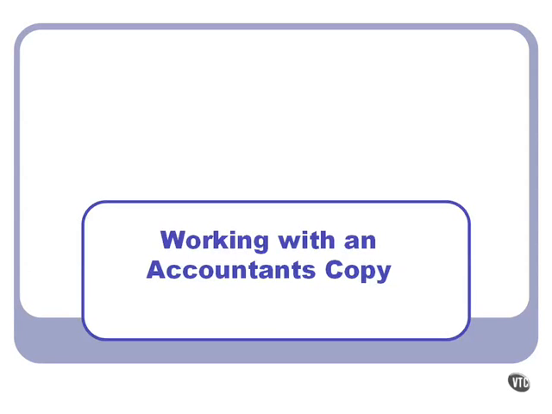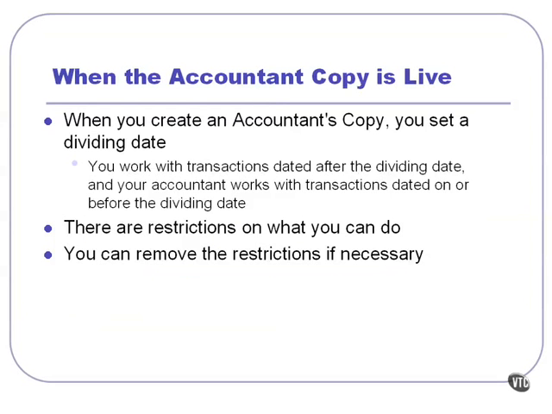The accountant's copy actually allows us to set up a second set of books I can give to my accountant and then merge those two sets of books back together again when finished. What's important to remember is that when we deal with an accountant copy, we actually have two different copies, and our accountant and ourselves will be working in two separate files. In order to delimit those two files, we'll set up a dividing date. I will work with transactions after the dividing date. My accountant will work with transactions prior to that date.